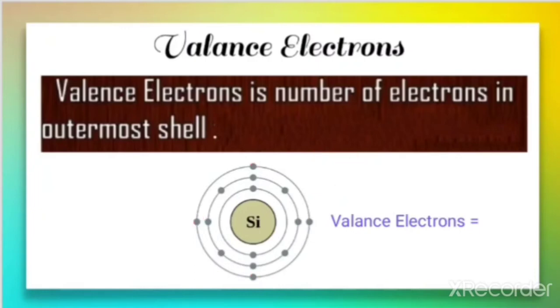So, what do we mean by the outermost shell? The closest shell in silicon is the first shell, then second, then third. So the third shell is the outermost shell, and the number of electrons present in the outermost shell is called the valence electron of an atom. When you count in the case of silicon, there are 4 electrons in the outermost shell. Therefore, its valence electron is equal to 4.